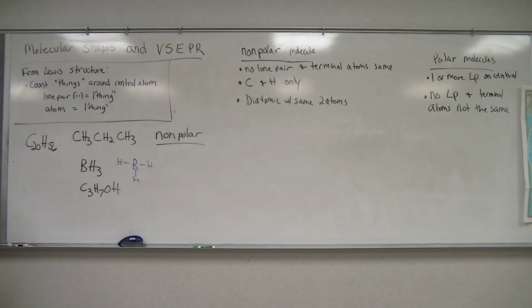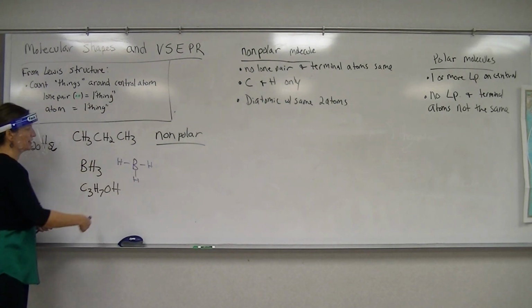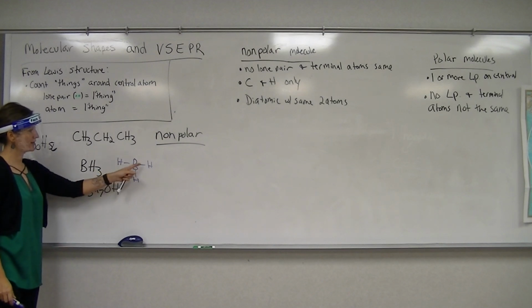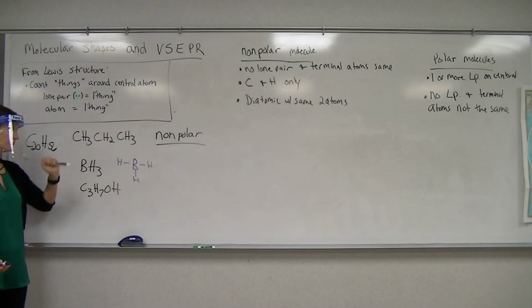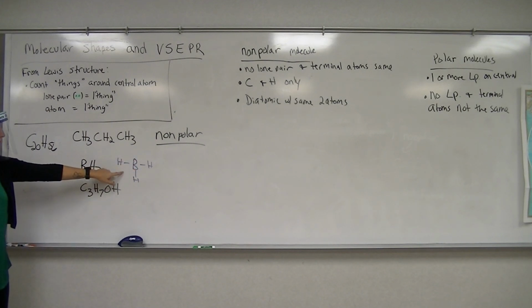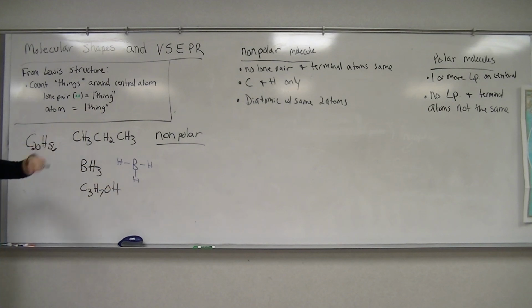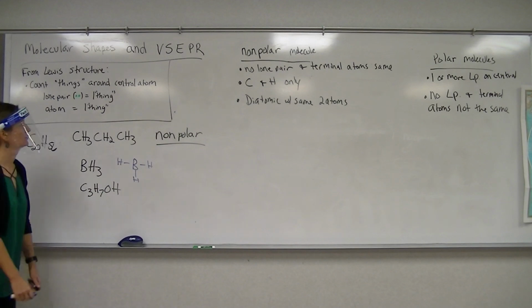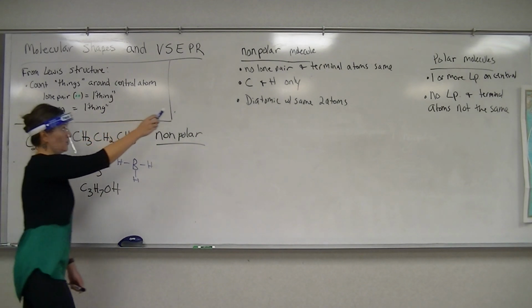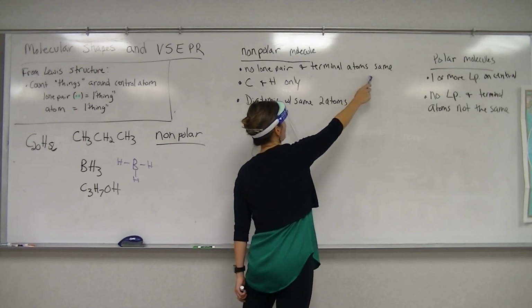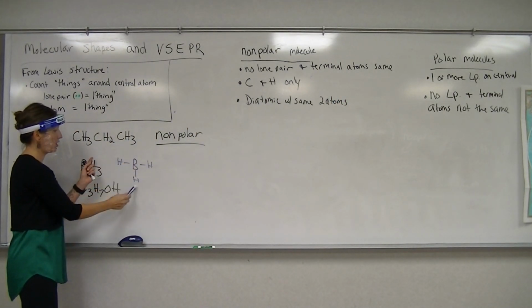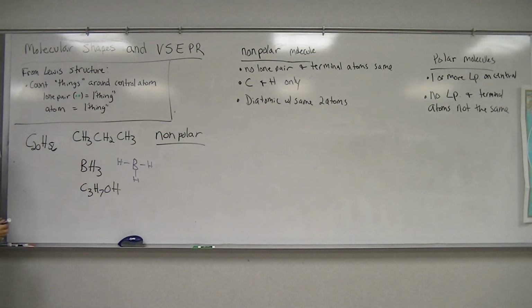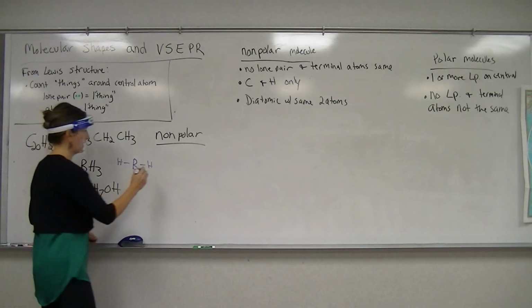Just like that. So when we drew it, boron had 2, 4, 6 electrons, and I was happy with that. We didn't have any extra electrons to throw on it. So, using this Lewis structure, is it nonpolar or polar? Nonpolar, if the terminal atoms are the same. It would be nonpolar, and the terminal atoms are the same, because there is no lone pair on it, and they're all hydrogens around it. So this would be nonpolar.